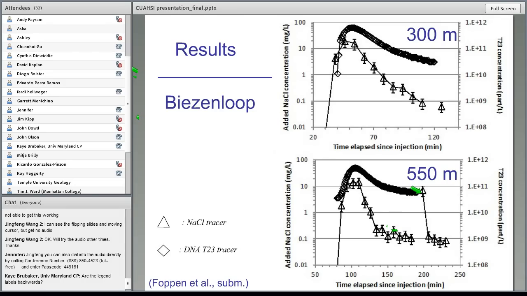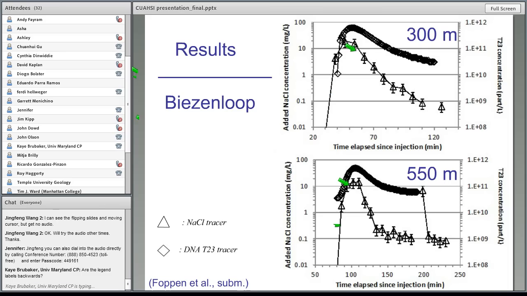Are the legend labels backwards? Oh, you're right. This is DNA, and this is salt. Correct. Apologies. Sorry. Here this is DNA, and this is salt. Okay. My apologies, K. Brubaker.